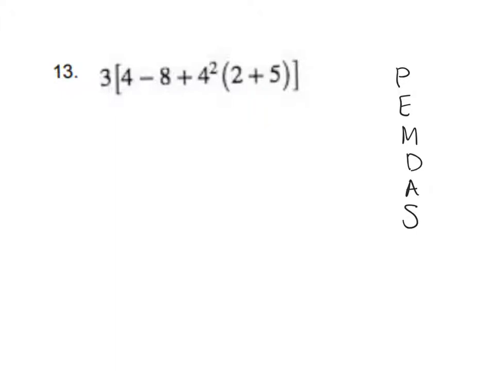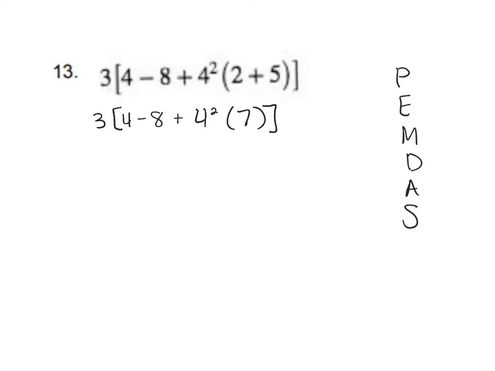So we're going to start with 2 plus 5. So we copy everything down. 3 times 4 minus 8 plus 4 squared times 7. Close our brackets.